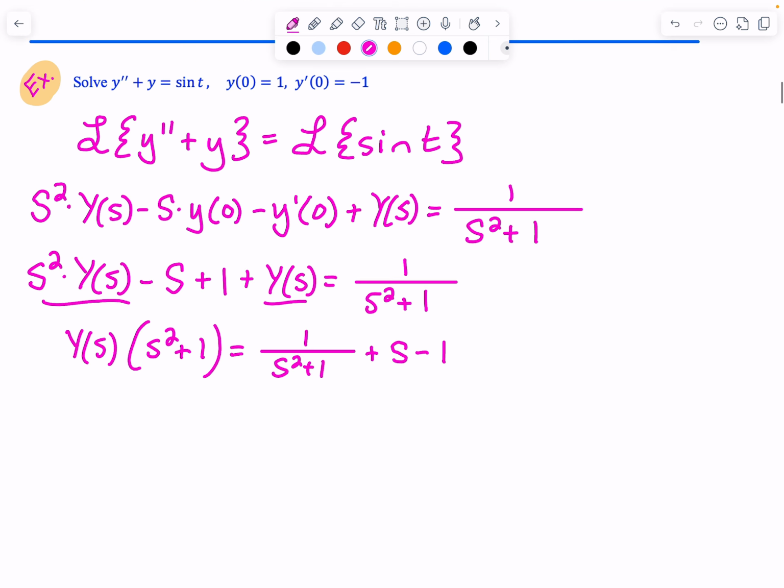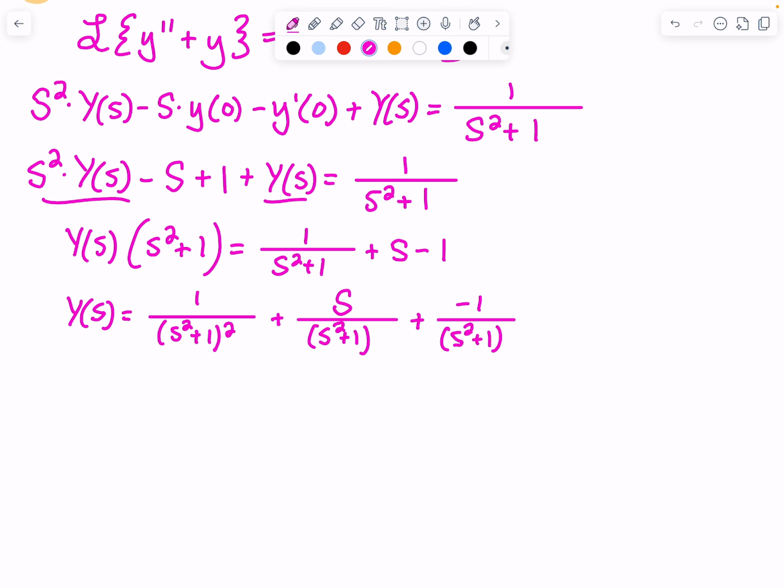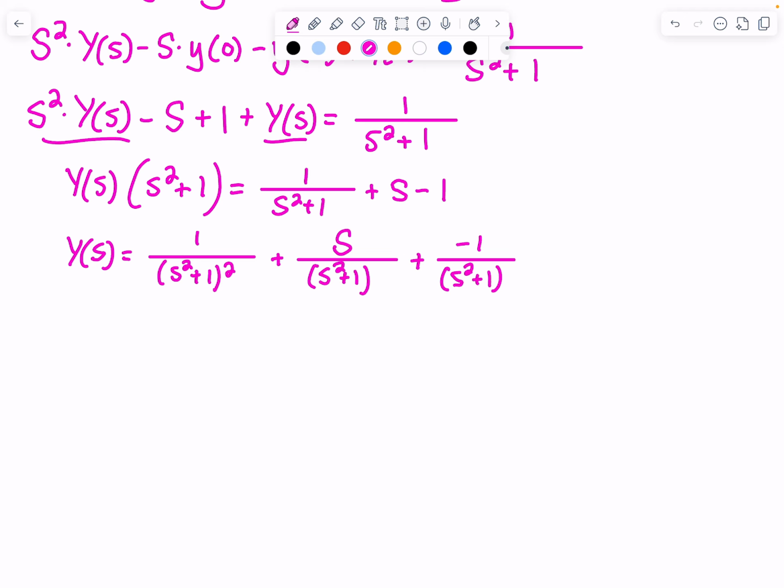All right, we're going to divide everything by s squared plus 1. So we'll get Y of s equals 1 over s squared plus 1 squared, and then we're going to get an s. We're going to go ahead and break it all the way down like this: s over s squared plus 1, and then plus a negative 1 over s squared plus 1. So I didn't just divide s minus 1. The reason I did this is now I can just take each inverse Laplace.